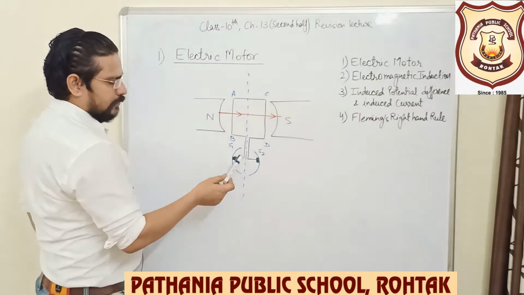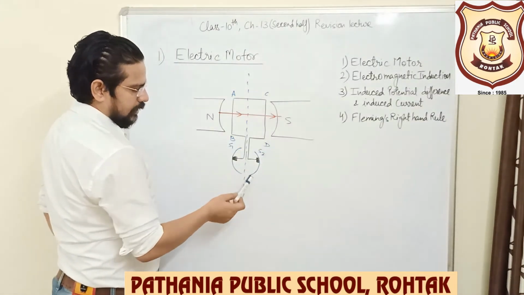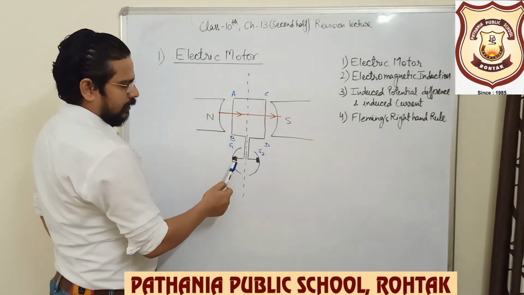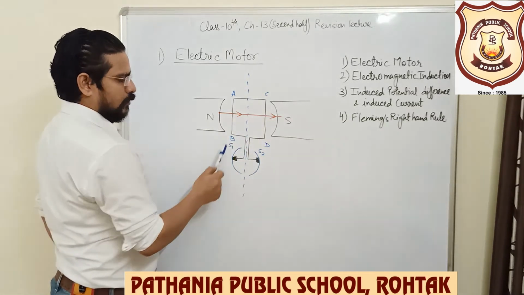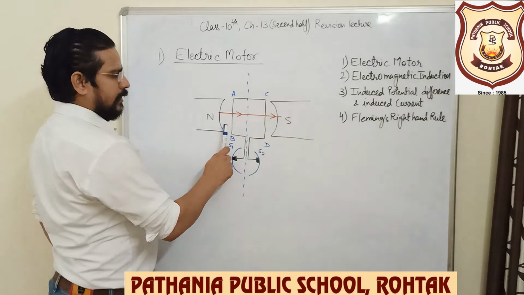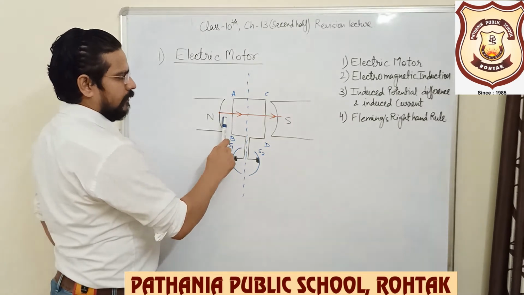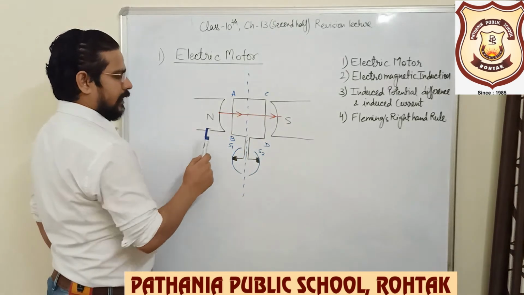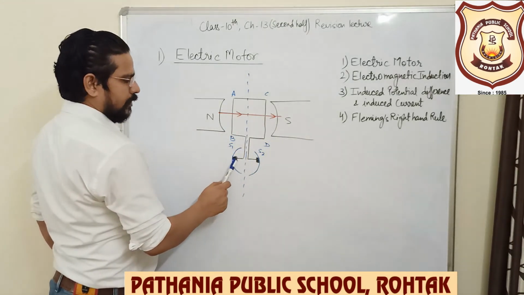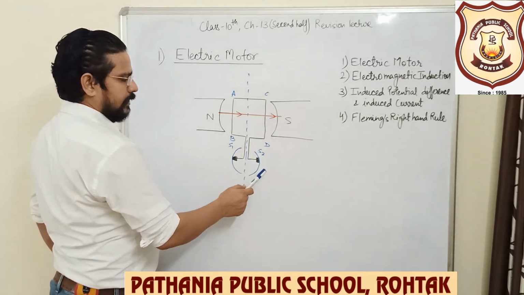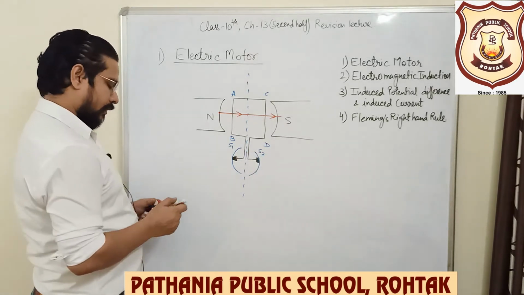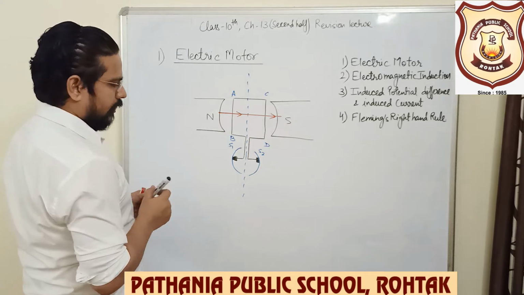These are carbon brushes which maintain the contact with the slip rings. The brushes are stationary, and as the armature rotates, the slip rings also rotate in contact with the brushes. So after a 180-degree rotation, when AB will come on the right hand side and CD will come on the left hand side, the carbon brush of AB will come in contact with S2 and CD will come in contact with S1.